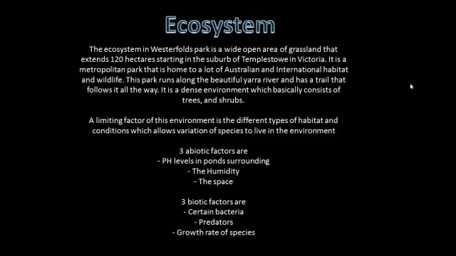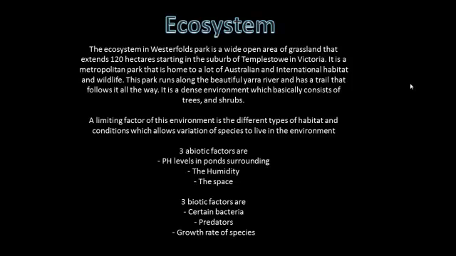Okay, the ecosystem. The ecosystem in Westerfolds Park is a wide open area of grassland that extends 120 hectares starting in the suburb of Templestowe. It is a metropolitan park that is home to a lot of Australian and international habitat and wildlife. This park runs along the beautiful Yarra River and has a trail that follows it all the way. It is a dense environment which basically consists of shrubs, trees and a lot of grassland.